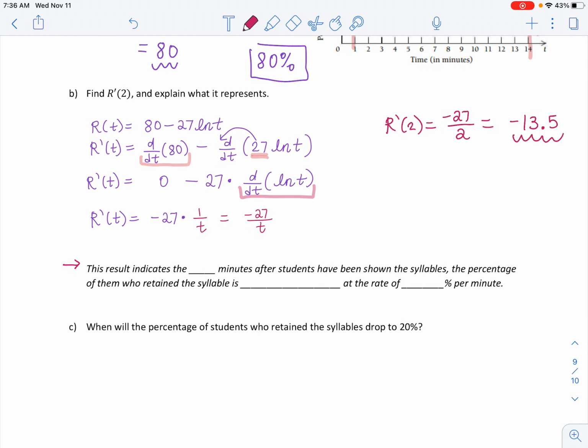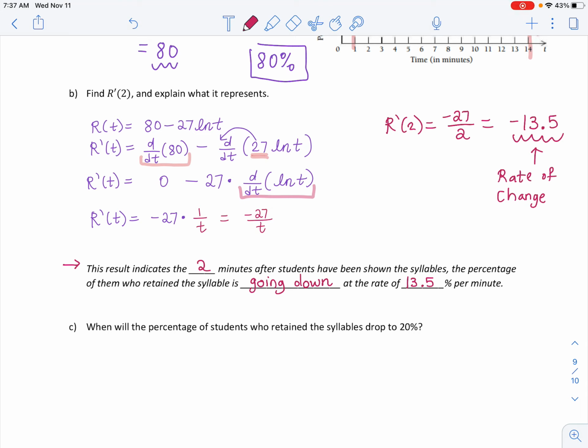So let's go ahead and fill that out. This result indicates that 2 minutes after students have been shown the syllable, the percentage of them who retain the syllable is decreasing, or I can say shrinking, you know what, I'll just say going down. It's going down because this was negative, right? Because it was negative at the rate of 13.5% per minute. Because what we found is the rate of change.